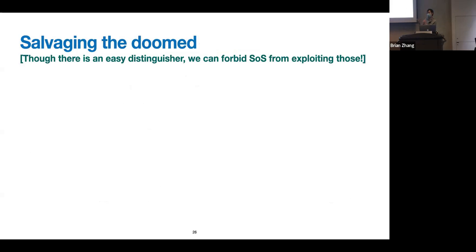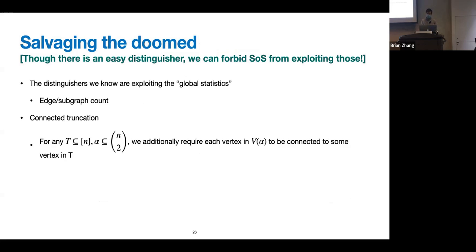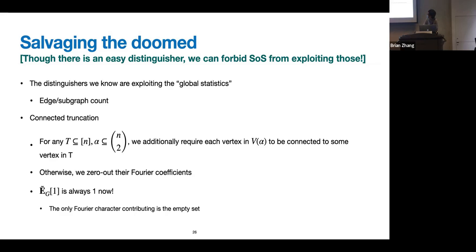The question is, okay, we are going to work with the distribution we have, even though we know it's going to fail. That's basically the message of this work. You can forbid sum of squares from exploiting this, similar to how we forbid it from exploiting high degree information from the graph. The distinguishers we know seem to be using these global statistics. You are counting edges or you are counting subgraphs. So let's forbid those. And it turns out that forbidding those is really simple. We can just say each vertex in the set of edges needs to be connected to a vertex in T, which is the monomial we are going to assign moments to. Otherwise, we zero out the Fourier coefficients.